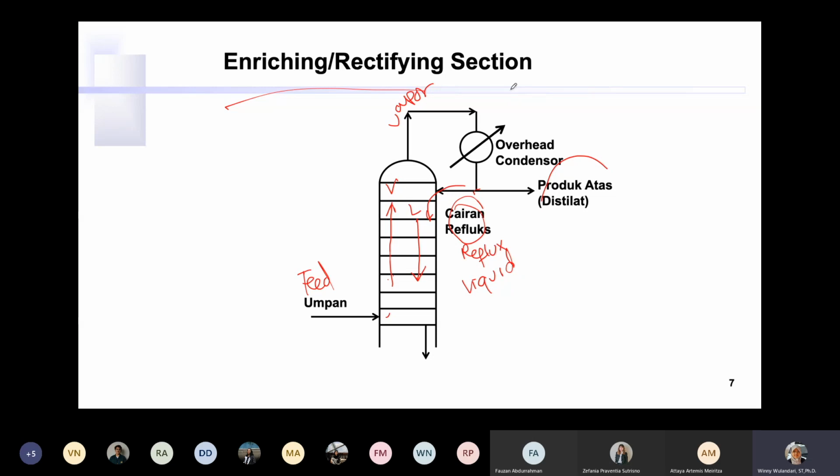Okay, so that is the base. So the multi-stage distillation becomes the basis for the enriching or rectifying section. Up to here, comments or questions?